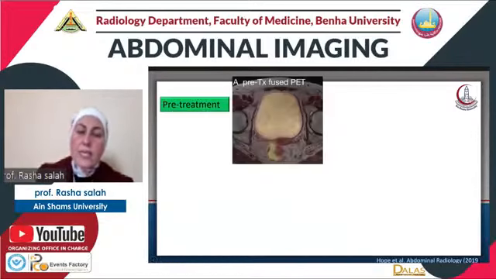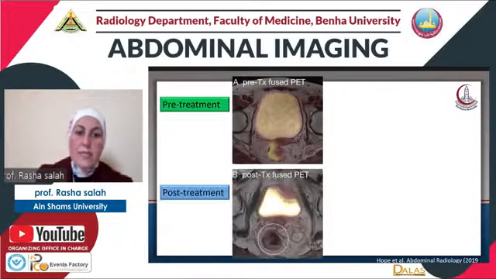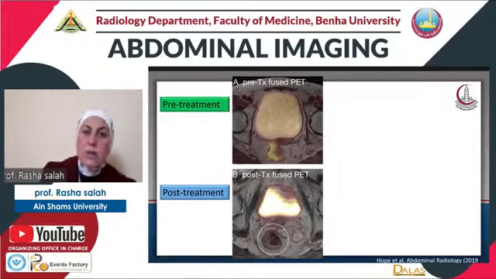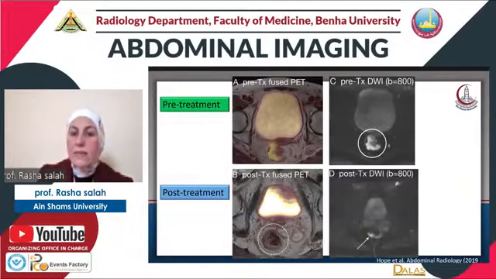In restaging, it is very helpful to discriminate the residual fibrosis from the true residual tumor. This is the pre-treatment PET component, and this is the post-treatment PET component, and this shows no FDG uptake, which indicates that this is a complete radiological response. And this was unfortunately misinterpreted as a partial response by the diffusion weighted image with areas of small restriction, but it was proved pathologically to be a complete radiological and pathological response after surgery.